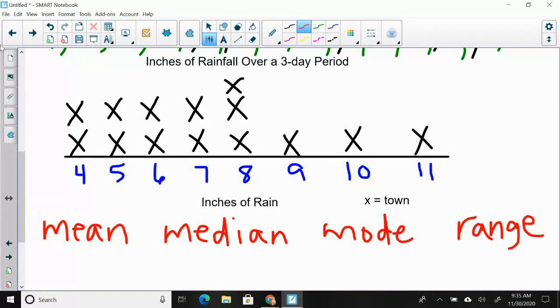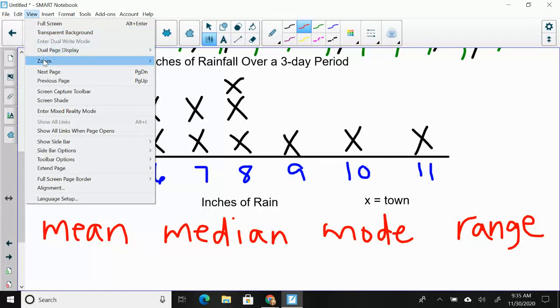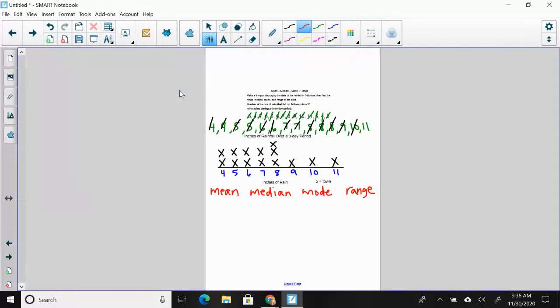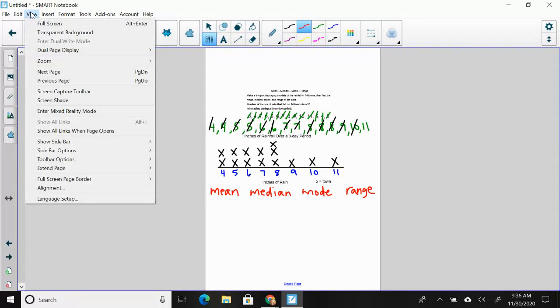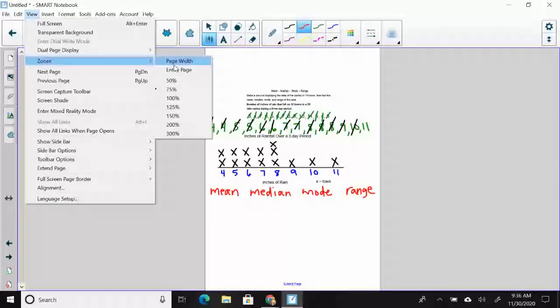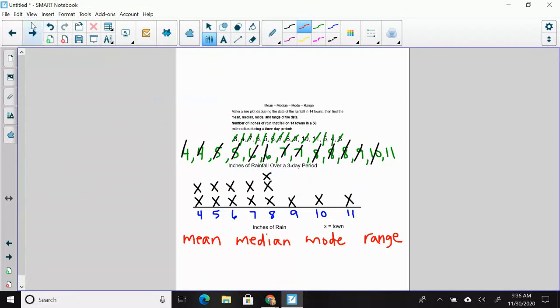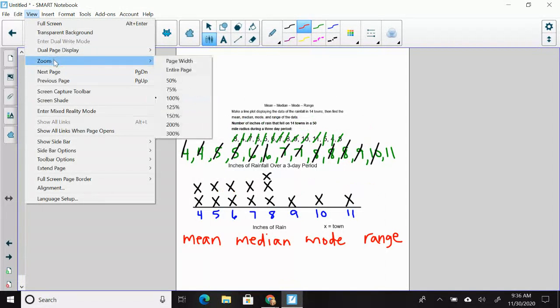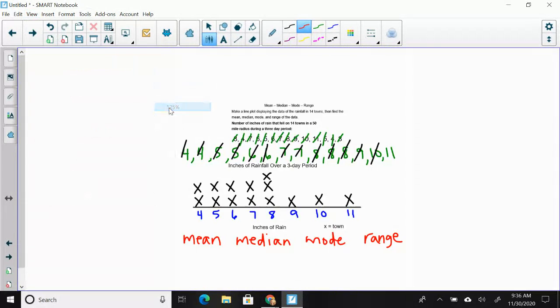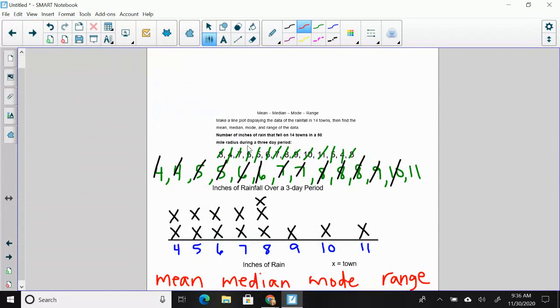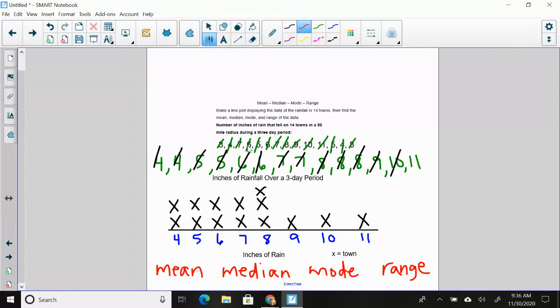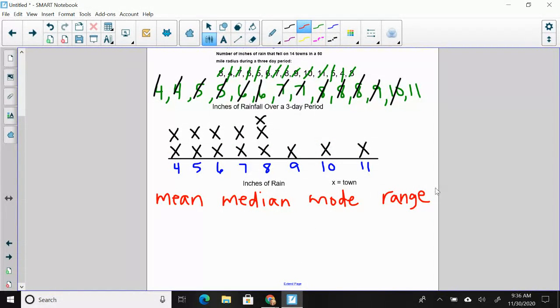I'm actually going to minimize my screen just a tad. Let's see. Oh, not like that. Let's see. All right. Can you still see this? All right. And that way we can see all of our information.